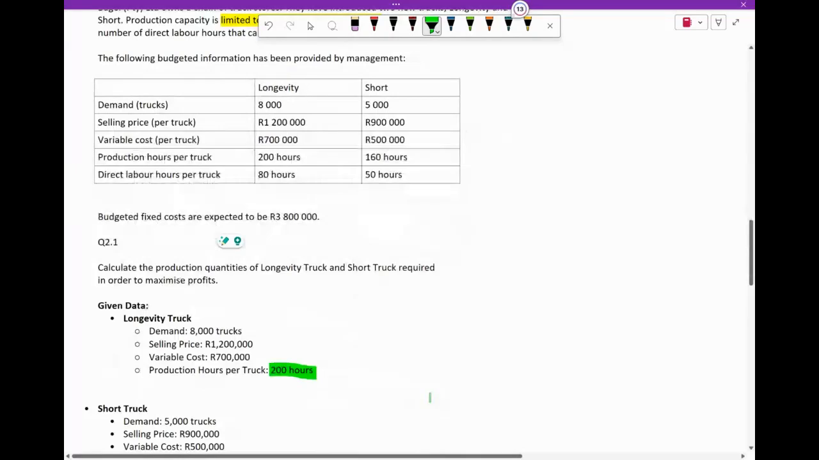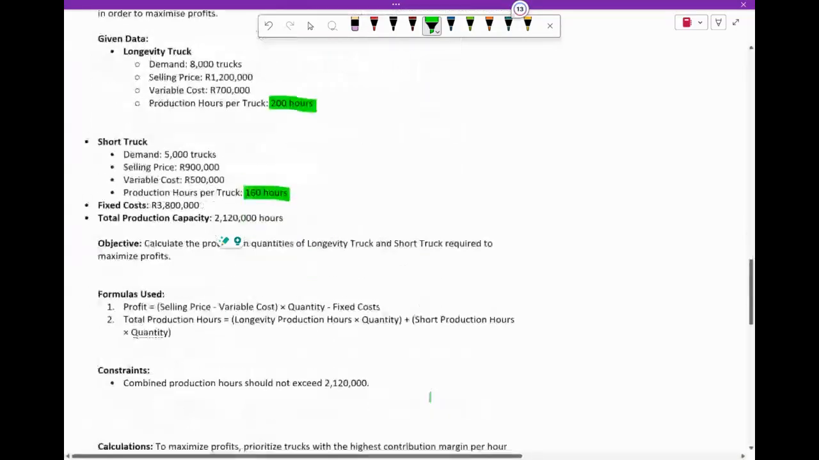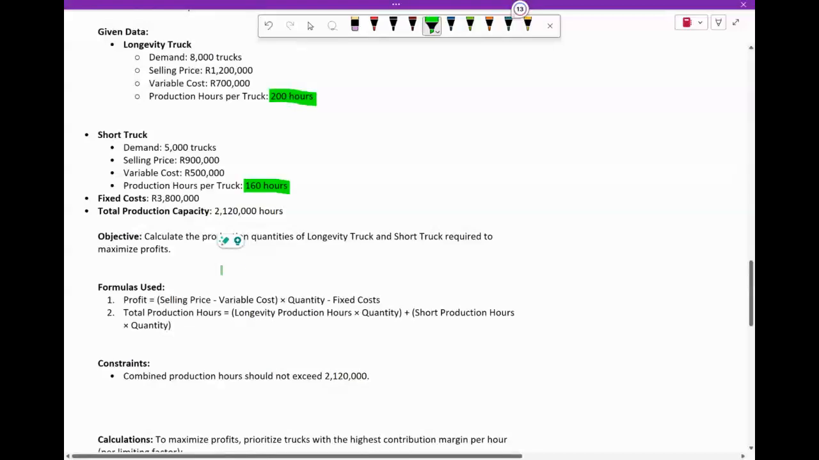Sometimes they can say, to produce 1,000 or to produce 500 trucks of longevity, this is the number of hours it takes. We want the per unit because we're trying to find out the contribution margin per limiting factor. Does that make sense? Okay. So there we go. We've got that. Then we say, okay, cool. Now we need the contribution per truck. Contribution for your longevity truck and then the contribution for your short truck. How do we get that? By saying sales minus your variable cost, we get our contribution.